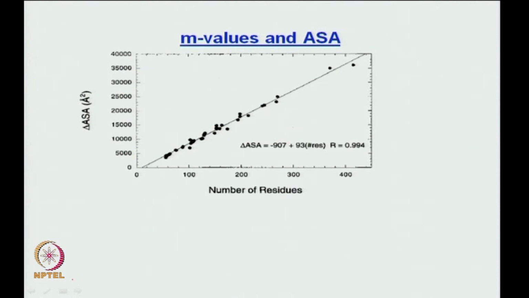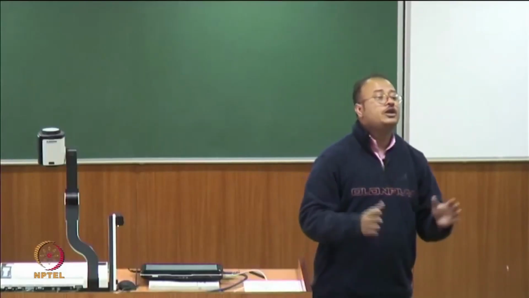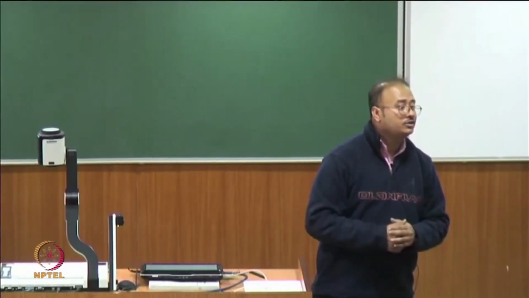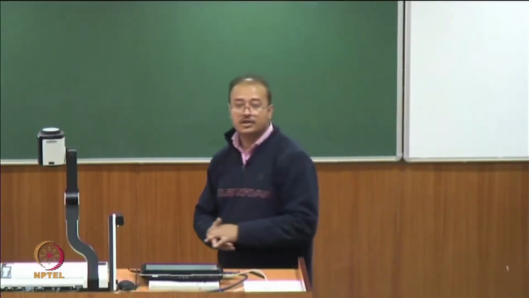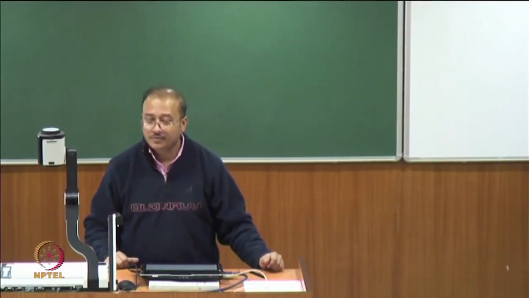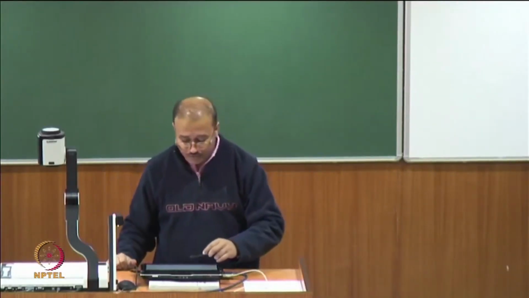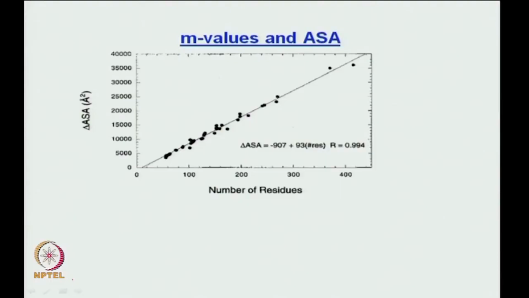And see, it is very obvious, right. The obvious thing is, if you would increase the number of residues of a protein, your accessible surface area would also increase, and you can see almost a very good linear correlation with a pretty high R value, okay, with a pretty high R value.